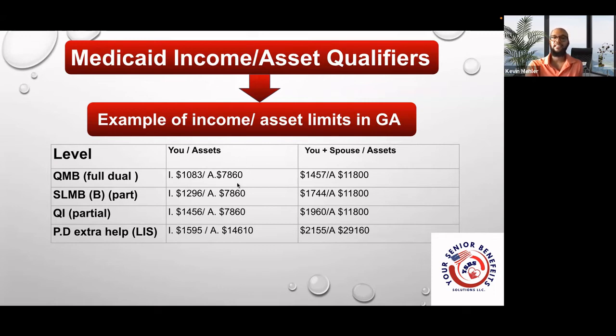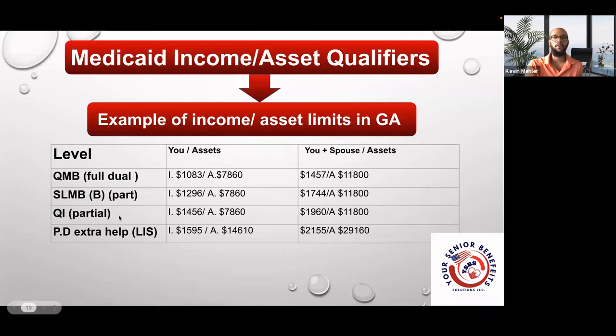And then the assets, you can have assets that are worth no more than $7,860. Okay. Now, if you and your spouse, you can make together $1,457, and you cannot have more than $11,800 in assets. To qualify for SLMB, you can draw about $1,296 in income, $7,860 in assets, and as a couple, $1,744, and then $11,800 in assets.